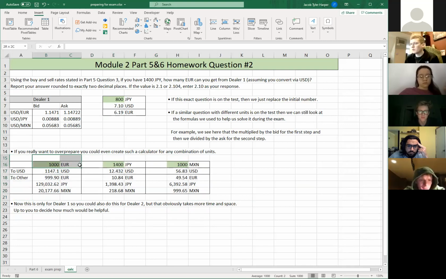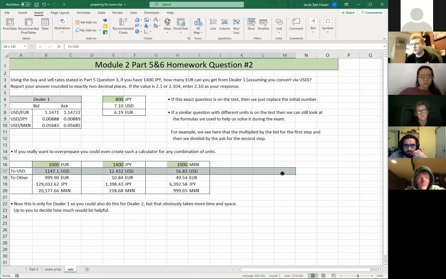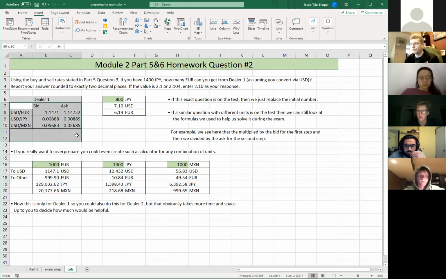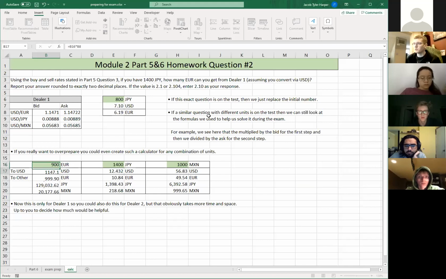Maybe we start with euros and then we end with JPY. So here's an example of a calculator where I can plug in any of these 3 units at the top. I've converted them all to USD, and then I've converted those USD to any of the remaining units that they could ask, at least shown here. So that's another thing you could do with these calculators. And again, it's really nice because you could type in whatever number shows up and bam, you're done. 5 seconds, go to the next question.